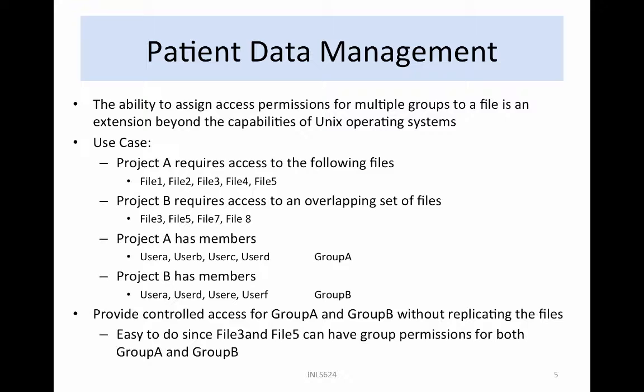The challenge is providing controlled access for Group A and Group B without replicating the files. Note that access to File 3 and File 5 is needed by both research projects. Also note that User A and User D are members of both groups. For this to work, File 3 and File 5 need group permissions for both Group A and Group B. In the iRODS data grid, multiple groups can be given access to a file, enabling use by multiple projects with overlapping user group members.